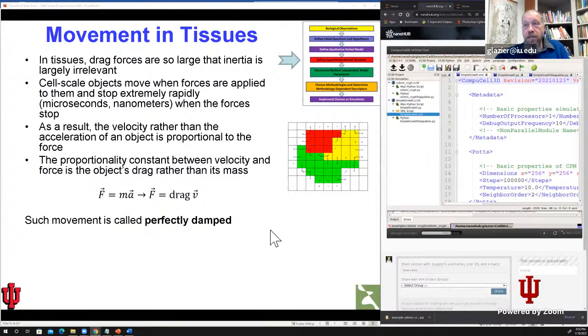It also creates the idea of a drag, which replaces the concept of mass in Newton's law. And the drag function is something that mathematically is a little problematic in CompuCell, but it's there.